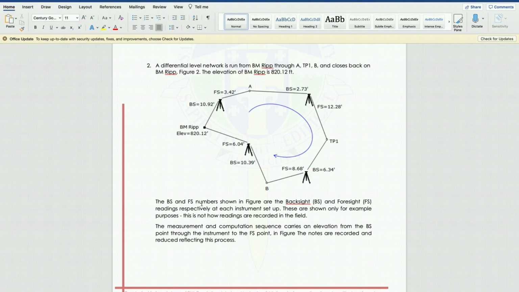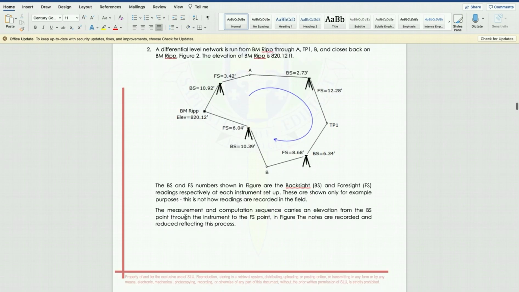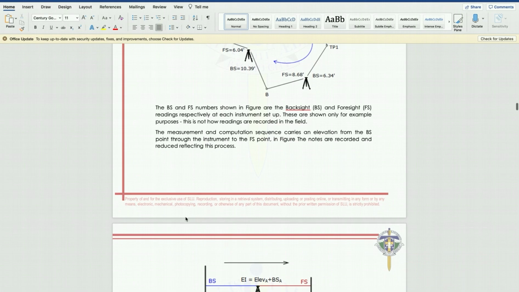So these backsight and foresight numbers shown in the figure are the backsight and foresight readings respectively at each instrument setup. These are shown only for example purposes. This is not how readings are recorded in the field. Okay. So the main instrument computation sequence carries an elevation from the backsight point through the instrument to the foresight point. In the figure, the notes are recorded and reduced, reflecting this process.